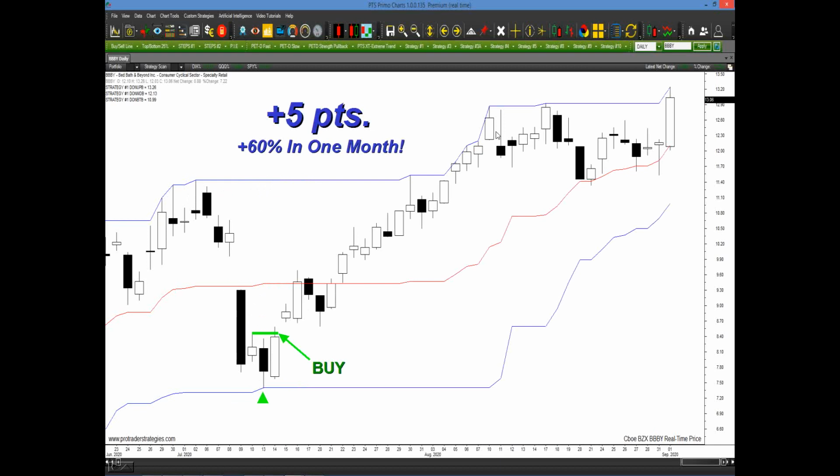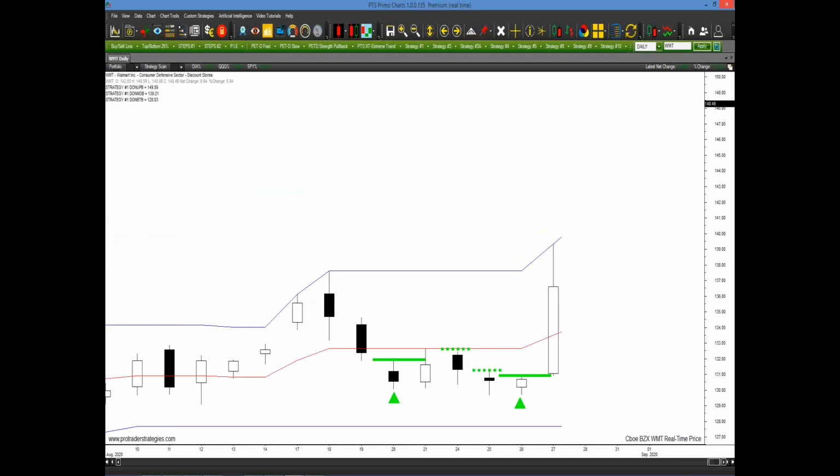We would have made 5 points if we held on to it for a month. Now, I know a lot of you are saying 5 points, that's not a lot, but remember, that's 60%. The stock gained 60% of its price value in 1 month. Imagine if Tesla, Amazon gained 60% of its price value. So it's all relative. You could have purchased a number of shares more than you could have Tesla in this one stock. Here's another example in WMT, Walmart.